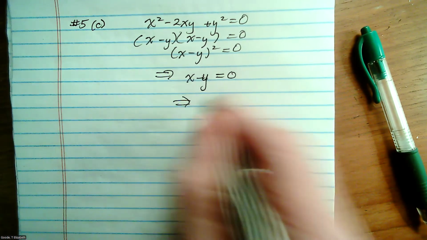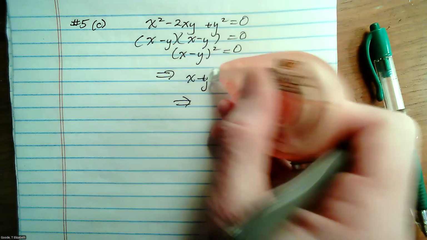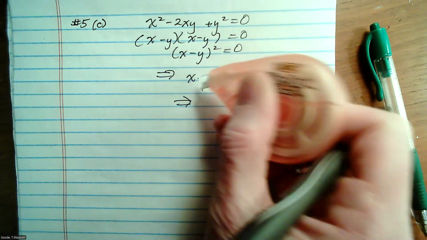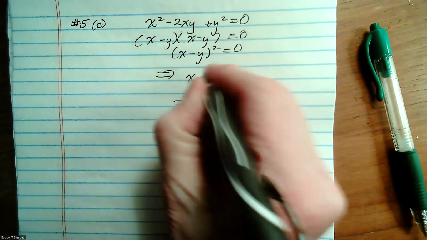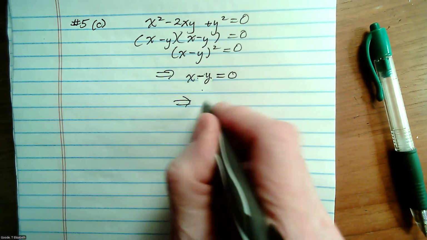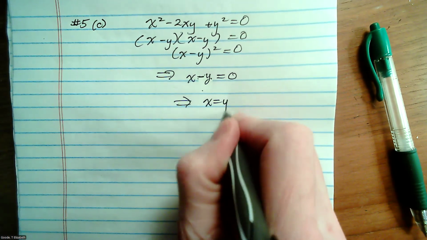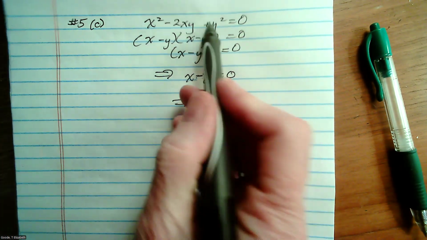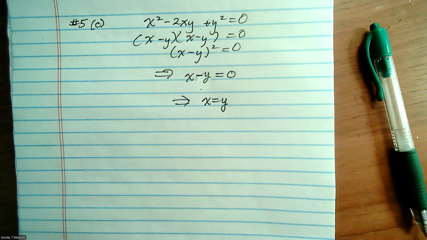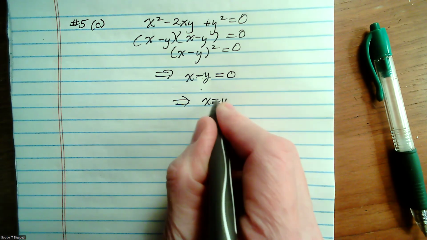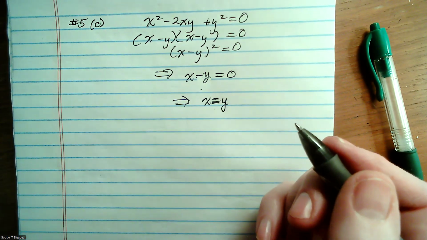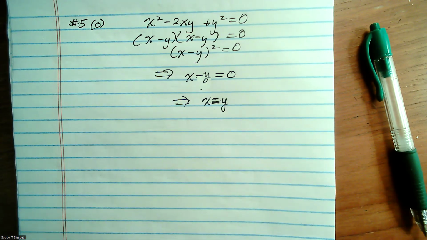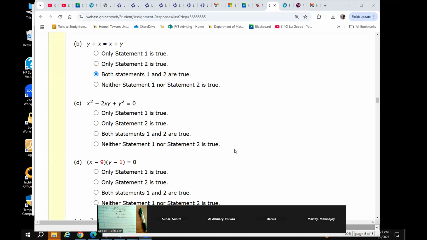Well, that means if x minus y has to equal 0, well, what does that tell us about the relationship between x and y? x has to equal y, right? So this actually forces this. So now let's go back and look at what we're trying to say.